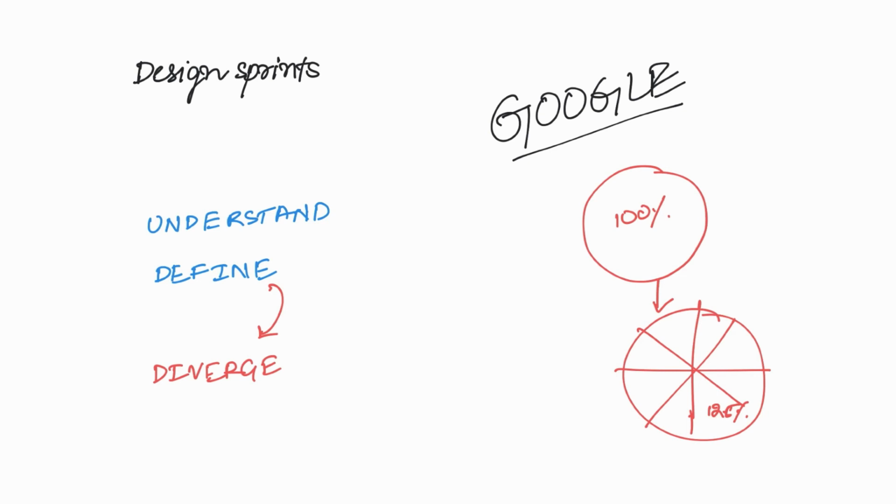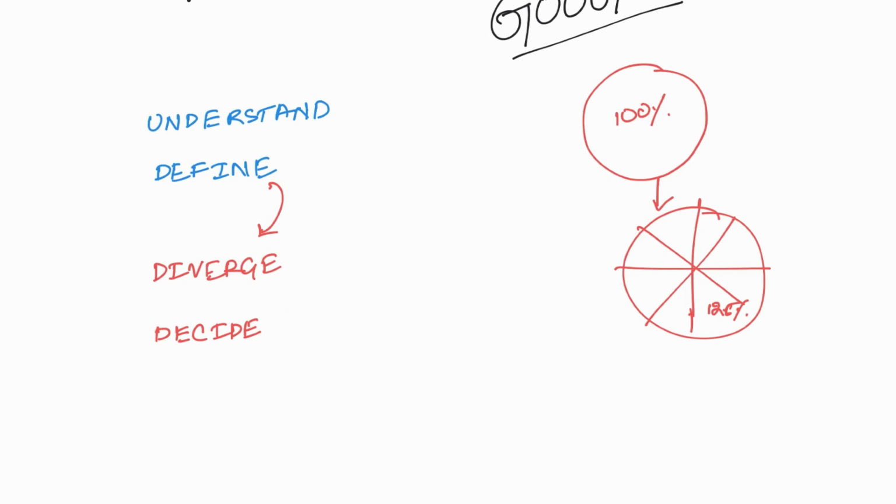Once diverged, then we're going to go and decide. We're going to decide what to keep, what not to keep, and how we should keep it. At the end, we're going to move on to prototyping. Once we've prototyped the process, then we're going to go and do validation.